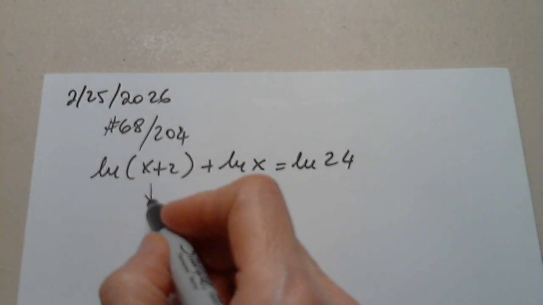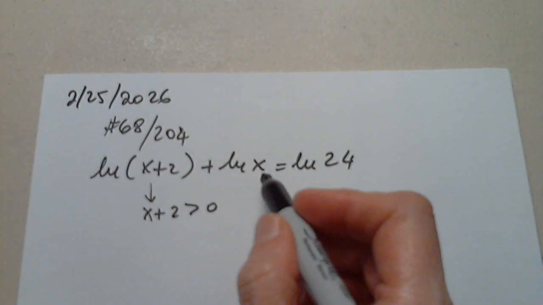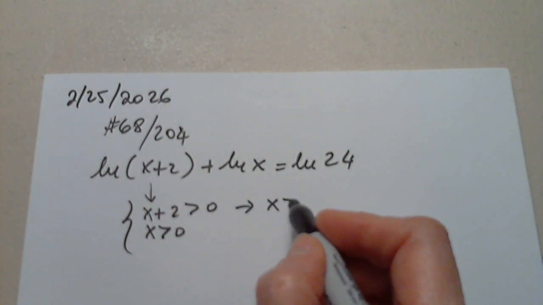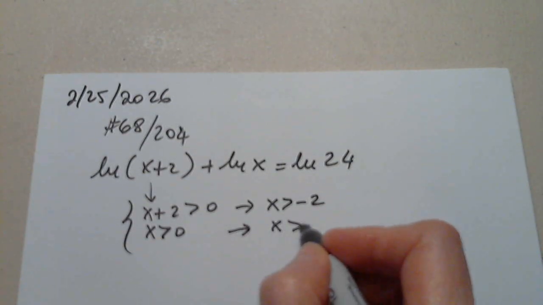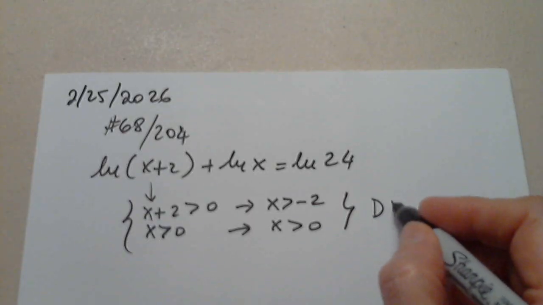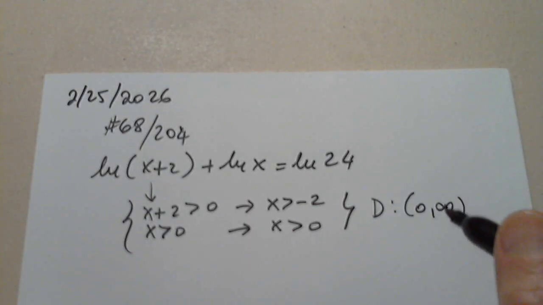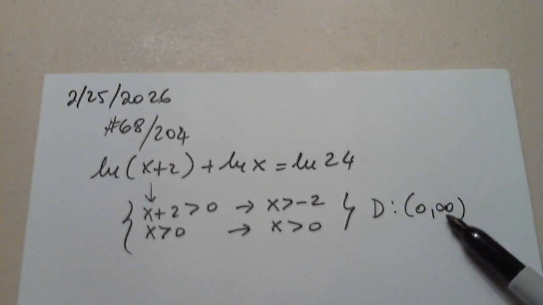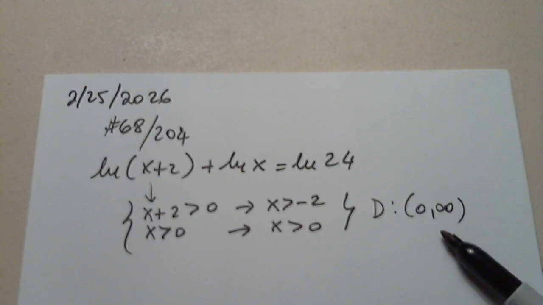Okay, so first of all, I will say that x plus 2 has to be greater than 0. And of course, for this one, so this is greater than -2, and this is greater than 0. So if you overlap them, then you will see the domain is 0 to infinity. So at the end of the day, whatever I get, if it's not a number between 0 and infinity, it cannot be accepted. Is this okay so far for everyone?